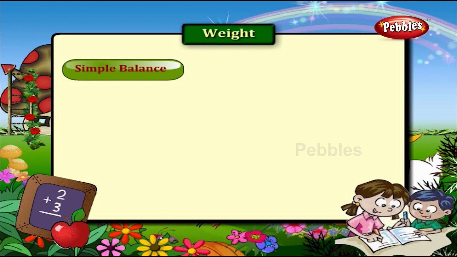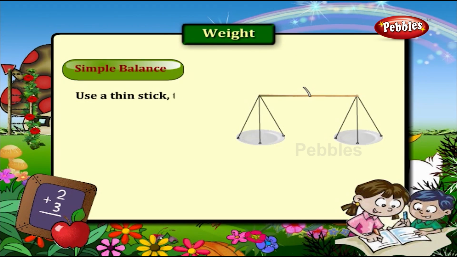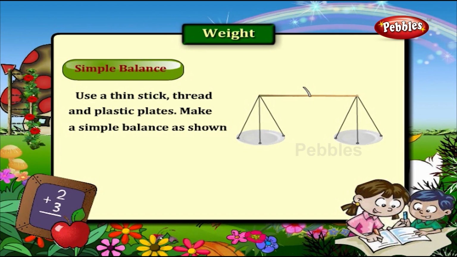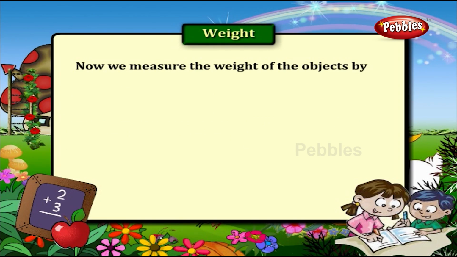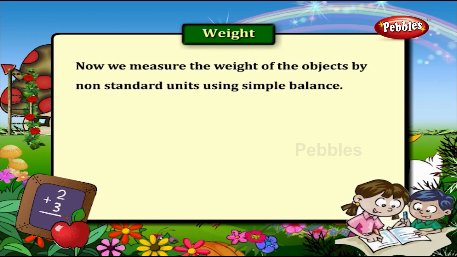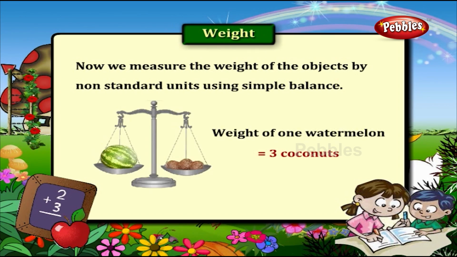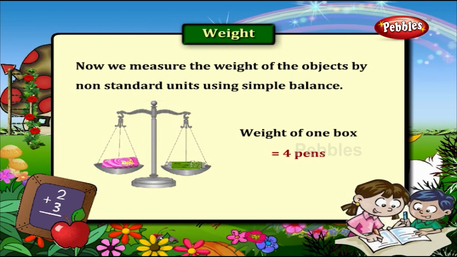Simple balance. Use a thin stick, thread and plastic plates. Make a simple balance as shown here. Now we measure the weight of the objects by non-standard units using a simple balance. Weight of 1 watermelon is equal to 3 coconuts. Weight of 1 box is equal to 4 pens.